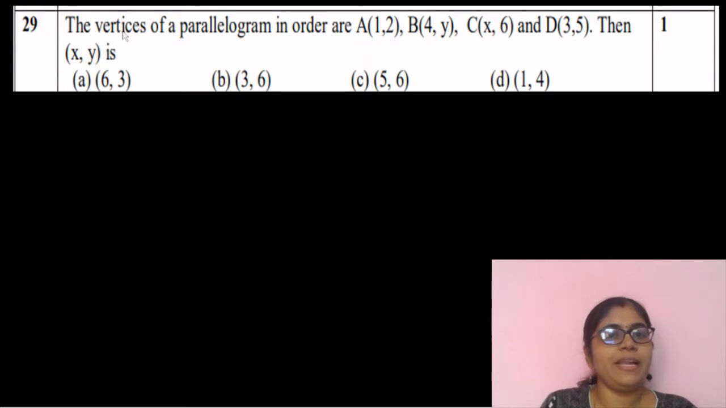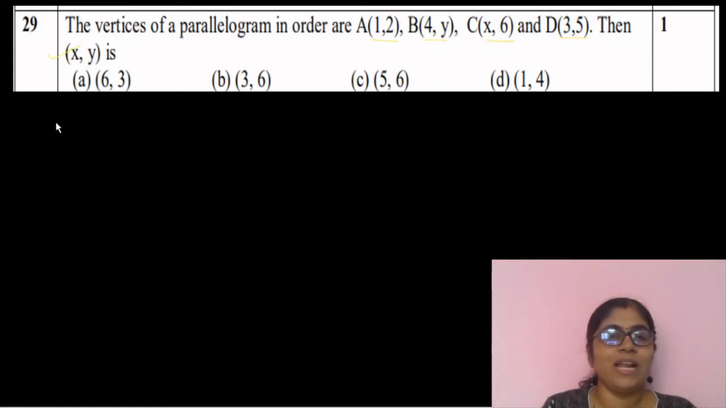Question number 29. The vertices of a parallelogram in order are A, B, C, D, whose coordinates are A(1, 2), B(4, y), C(x, 6) and D is (3, 5). Then what is xy? If you find the sides of the parallelogram, then the process will be lengthy. One thing you know, the diagonals of the parallelogram bisect each other.